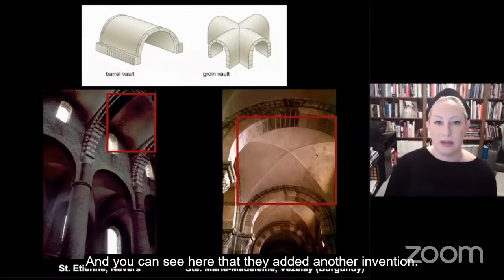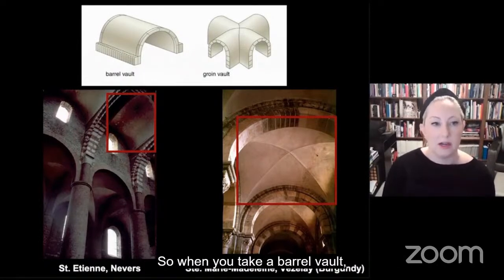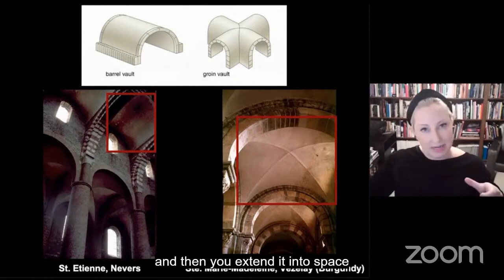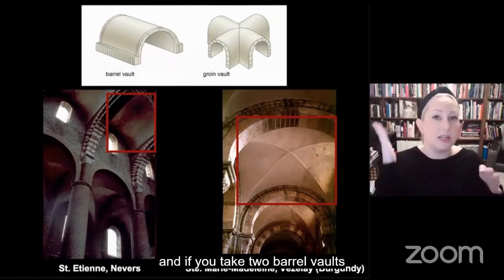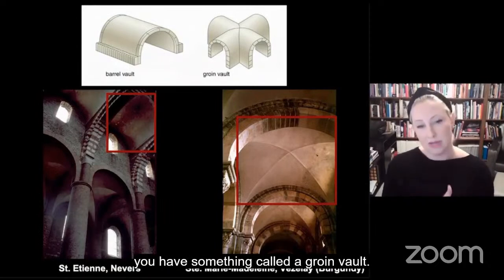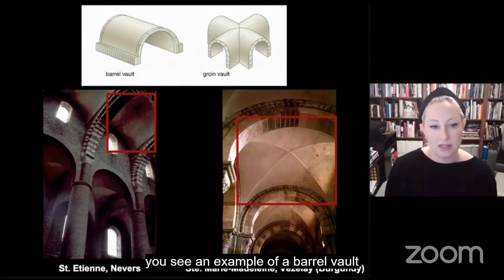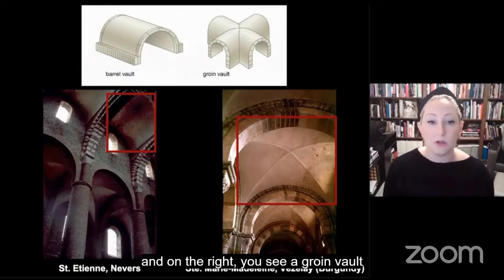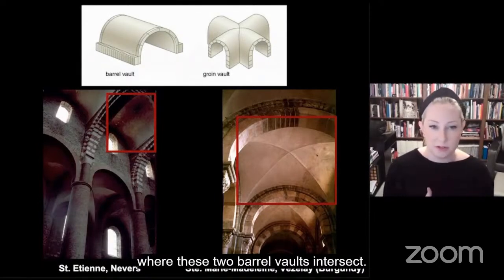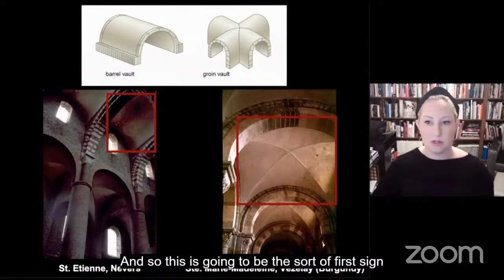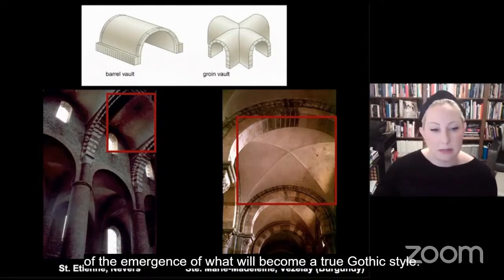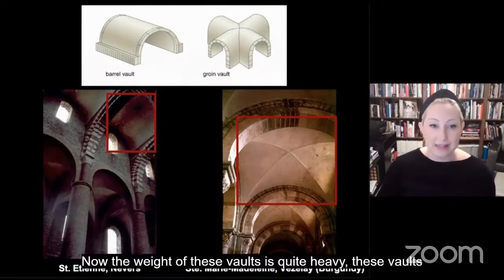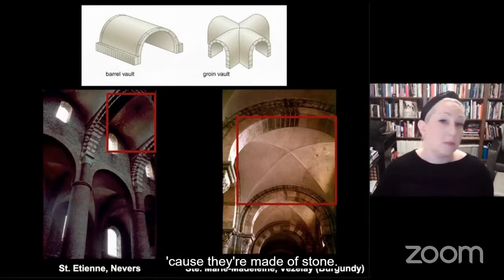And you can see here that they added another invention. So when you take a barrel vault, remember, if you have an arch and then you extend it into space, it becomes a barrel vault. And if you take 2 barrel vaults and cross them over each other, you have something called a groin vault. On the left here, you see an example of a barrel vault, and on the right, you see a groin vault where these 2 barrel vaults intersect. And so this is going to be the first sign of the emergence of what will become a true Gothic style.